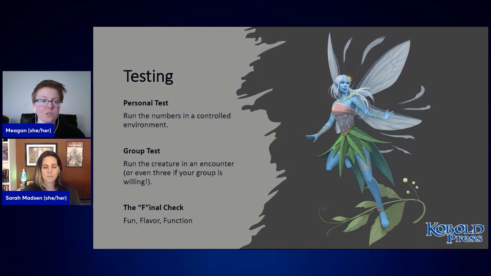Definitely first start off with a personal test. Just kind of run the numbers, in a controlled environment, maybe with some pre-made characters or something, and run the creature against them and just see how that goes. And then you can also do the group test of, hey, actually throw it at your players. See what they think. Maybe they're even willing to do it two or three times while you tweak it and murder all of them. Murder characters, not players. We don't murder players.